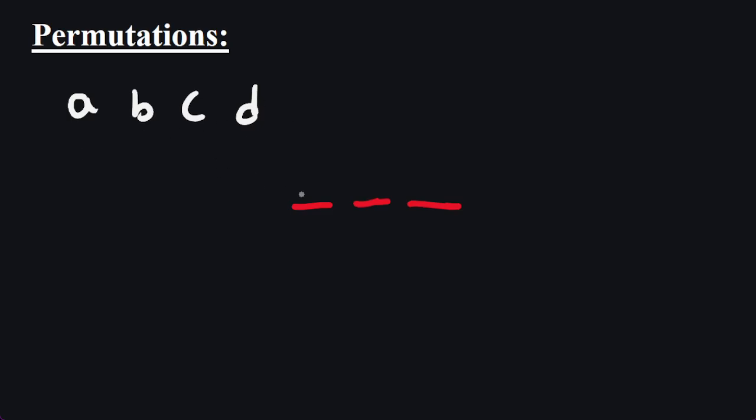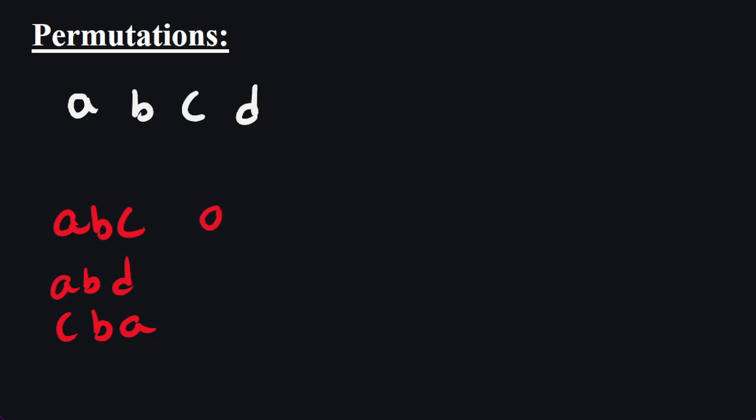So for example, one word could be ABC, or we can have ABD. We can have CBA. We can have ACB. We can keep rearranging these. We can pick any 3 of these letters, and we want to understand how many different ways we can create 3-letter words from these 4 letters.